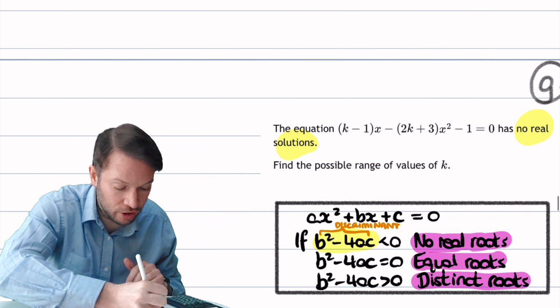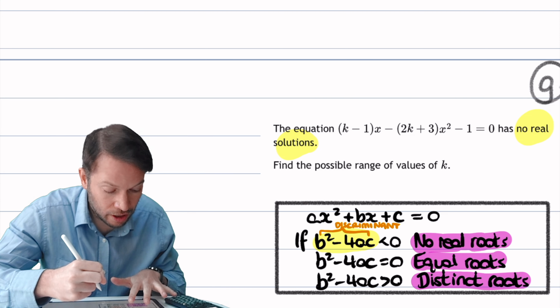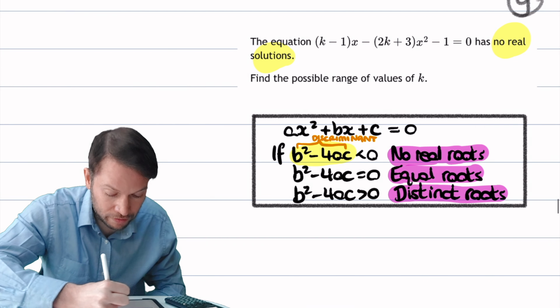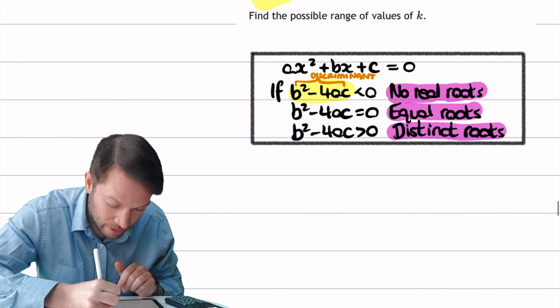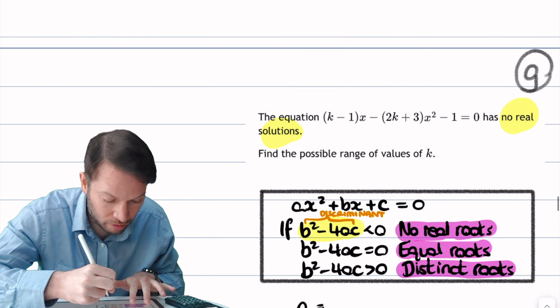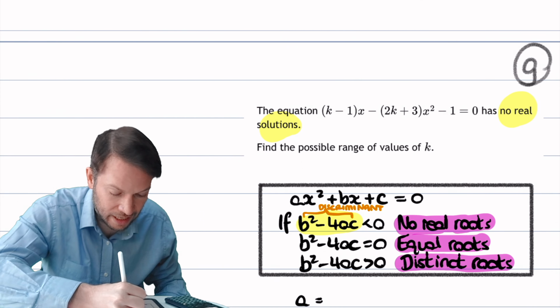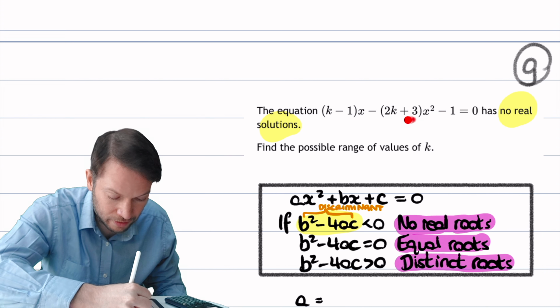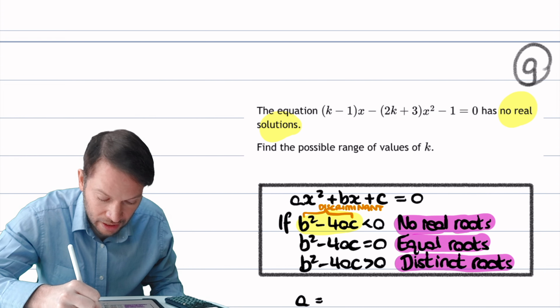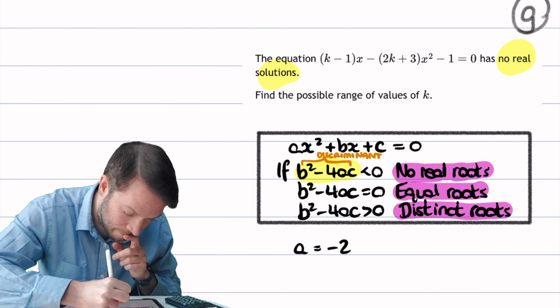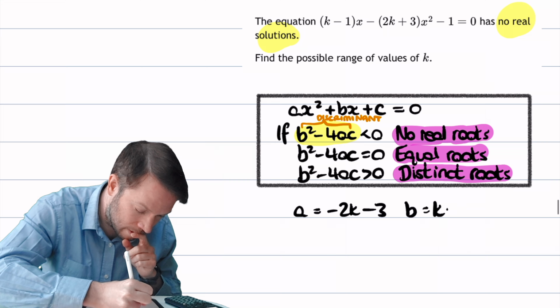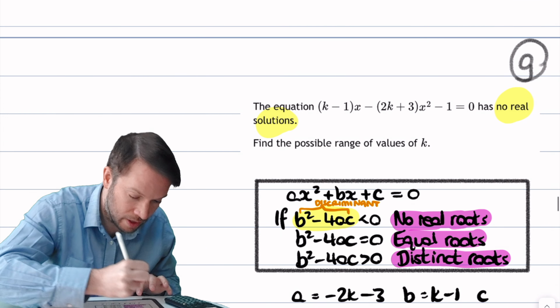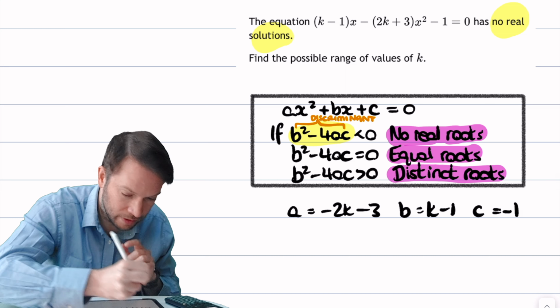But in this case, we're told there's no real solutions. So that means that if there's no real roots, the discriminant is less than 0. So let's write out our a, b, and c. The a is the coefficient of the x squared term. So it's been a bit sneaky here because it's put the x squared term second. So the coefficient of x squared is minus brackets 2k plus 3. So let's just write minus 2k minus 3. The b is the coefficient of the x term, which is k minus 1. And the c is the constant term, which we can see at the end is minus 1 here.